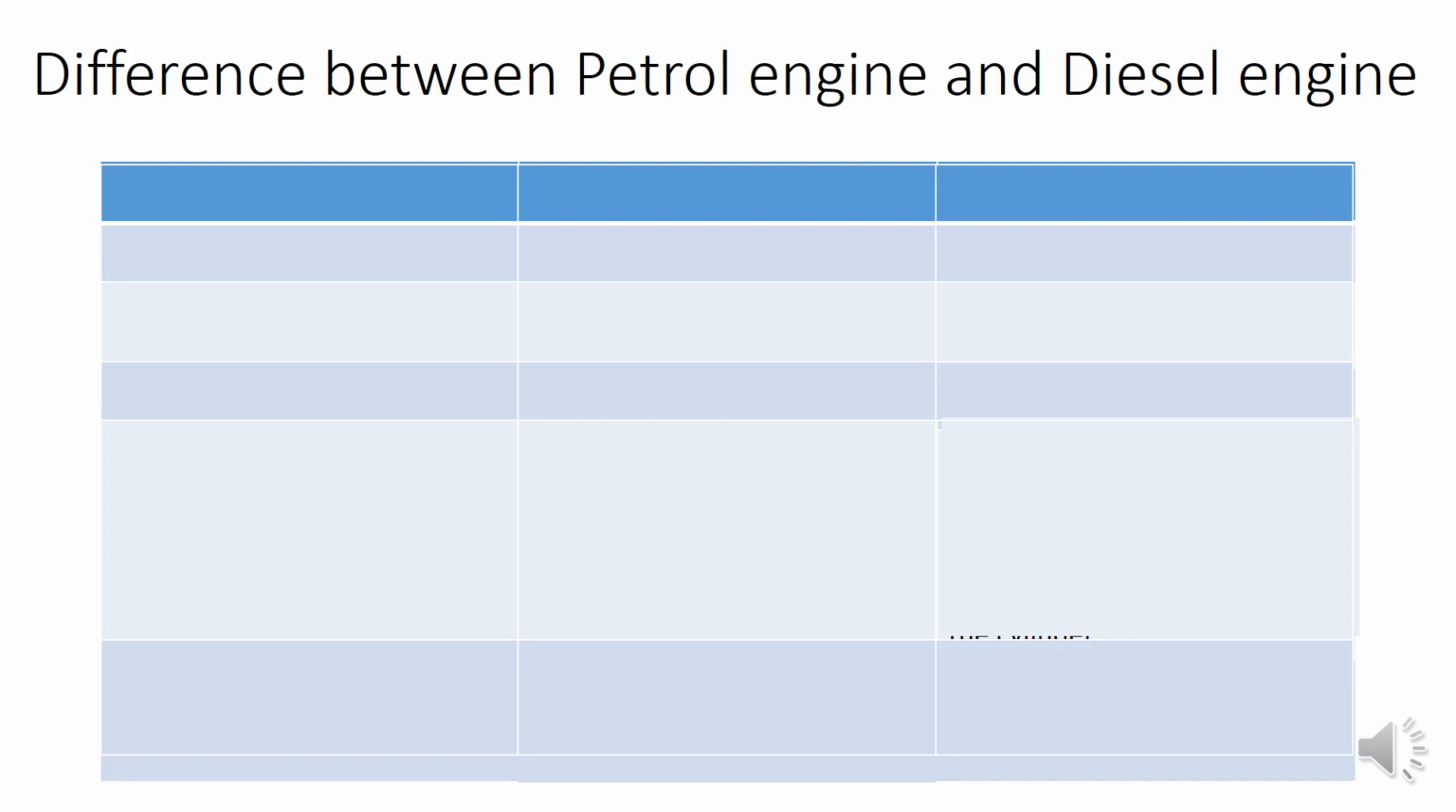So now let's discuss the difference between a petrol engine and a diesel engine. We know that a petrol engine is also known as an SI engine, spark ignition engine, because ignition is done with the help of a spark provided by the spark plug. Please remember that a petrol engine is also known as a spark ignition engine, or in short, SI engine.